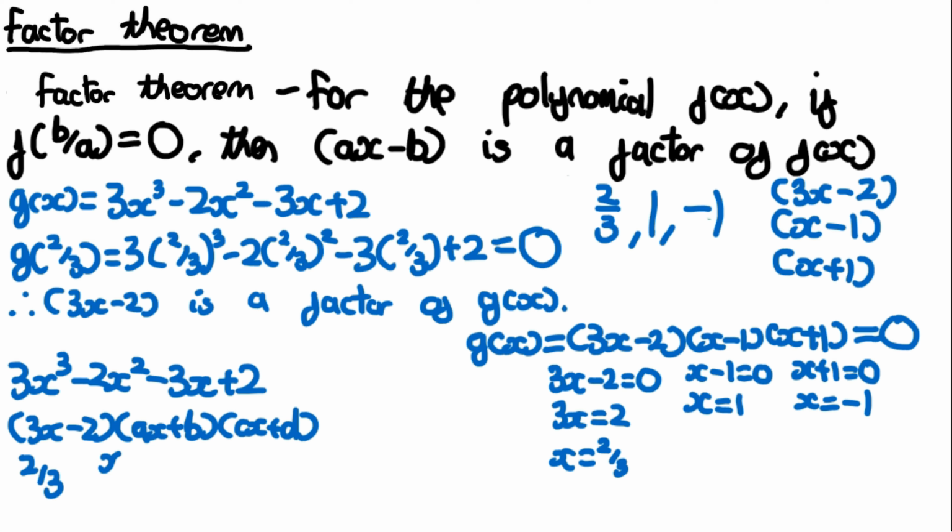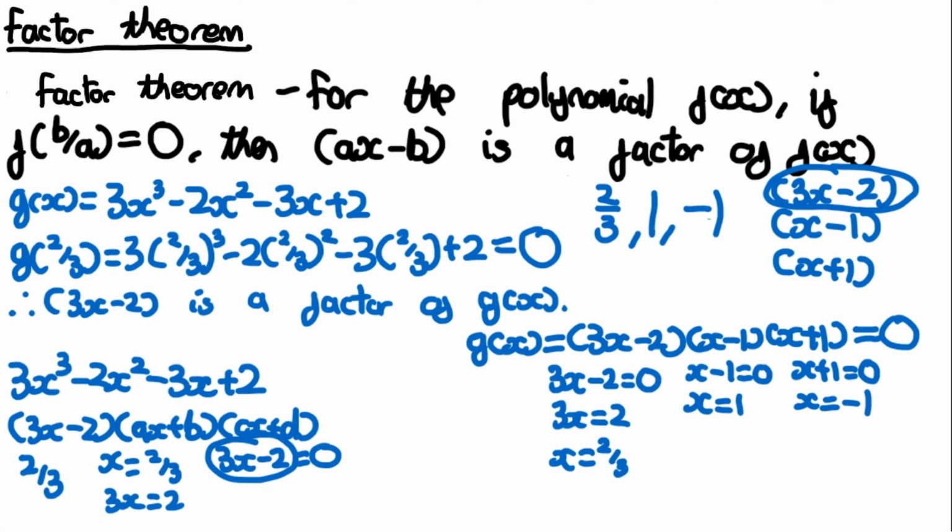So I would say that x is equal to 2 over 3, so then times both sides by 3, so 3x is equal to 2, and then move the 2 onto the other side, so 3x minus 2 is equal to 0. And this here is the factor that we would get from using the formula.